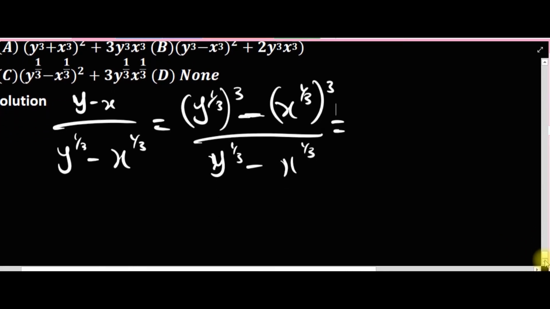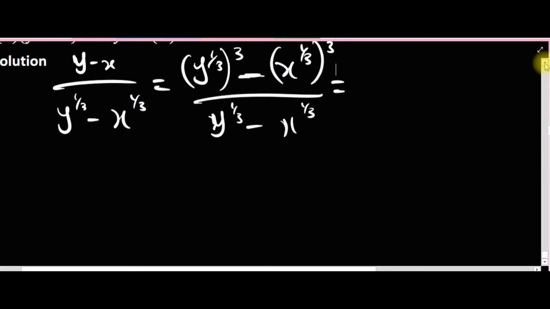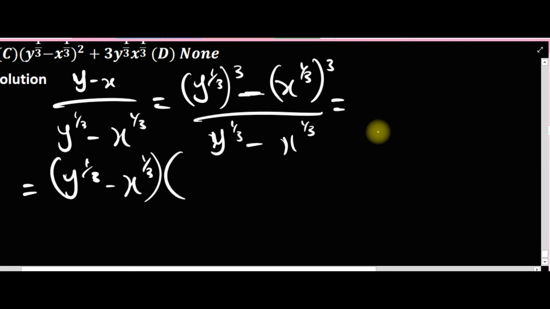Maybe let's go down. So this has turned out to be a difference of two cubes, and this is minus. So this is y^(1/3) minus x^(1/3). That's the first factor. Do you remember?